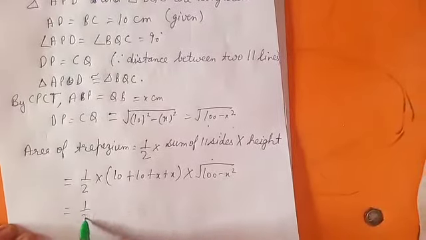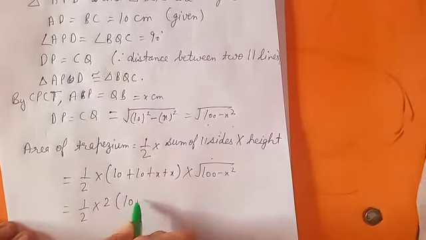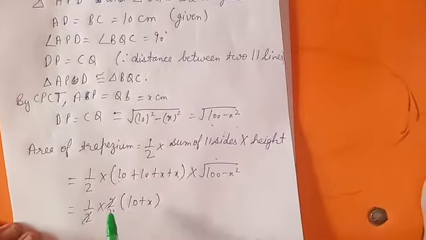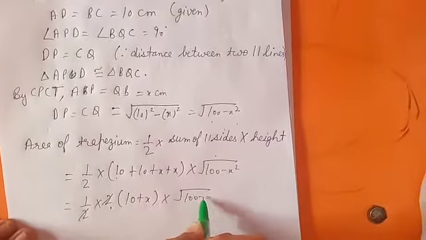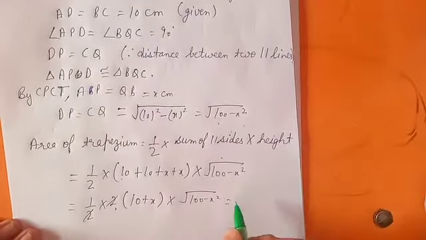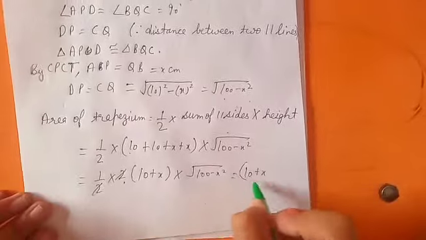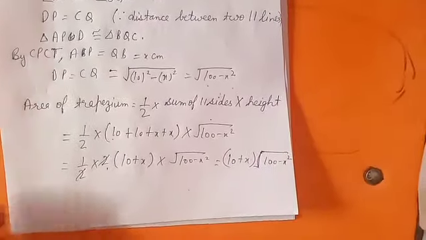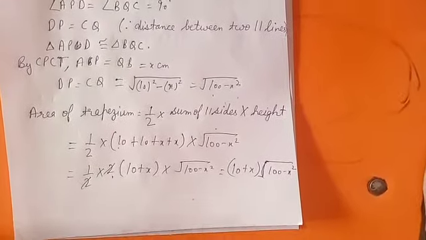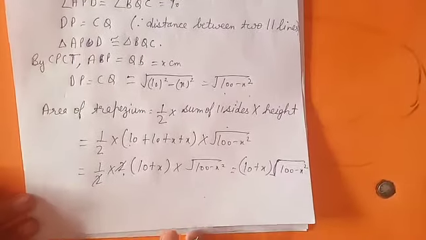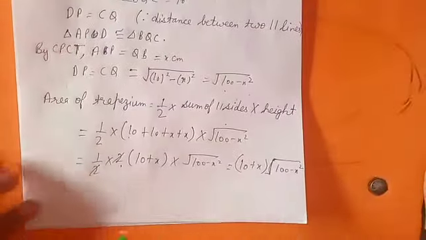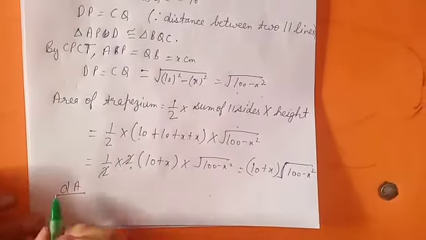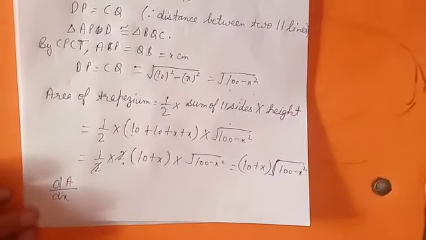So it becomes 1 by 2 into 10 plus x, because 10 is 2 times and x is also 2 times, into under the root 100 minus x square. So at last we get 10 plus x under the root 100 minus x square. Now we'll take its differentiation, dA by dx, where A is the area of the trapezium, with respect to x.